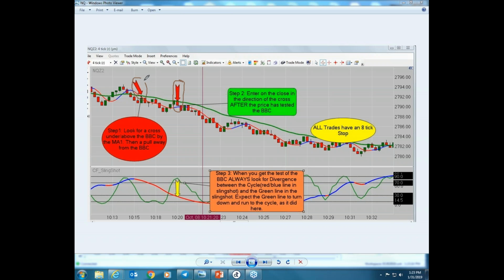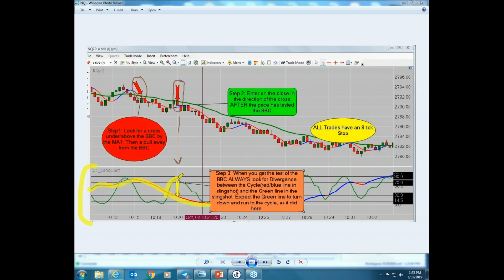We got step number 1 and step number 2 in place. So now we gravitate our eyes toward the slingshot portion or the oscillator portion of the chart. And this is basically where the trade exists. So pay attention to this. More buzzwords. This red and blue line is referred to as the cycle. And the green line, there's no special word for it. It's the green line.